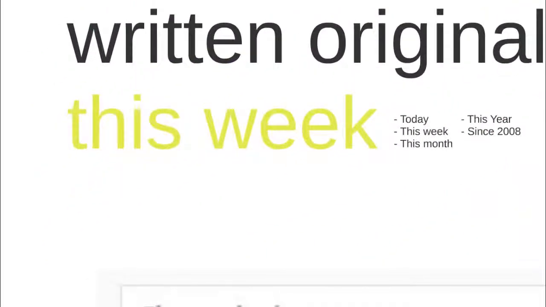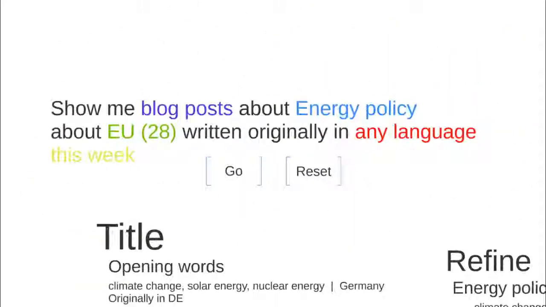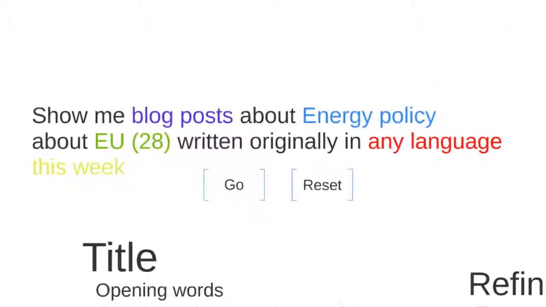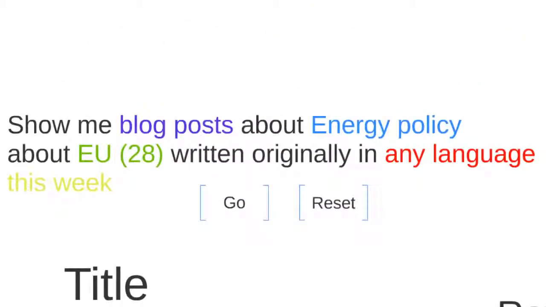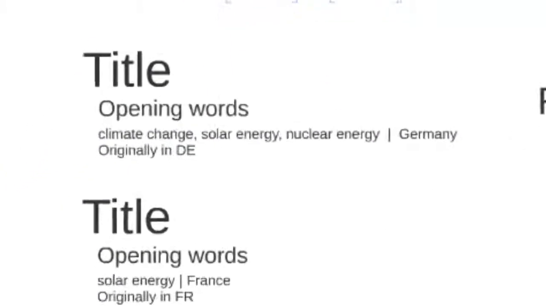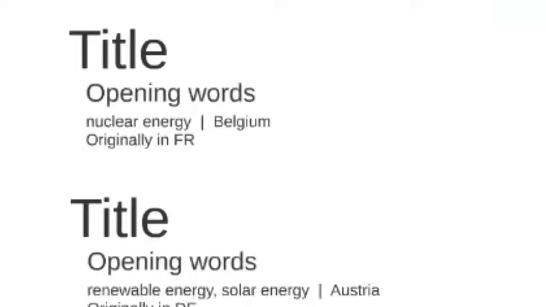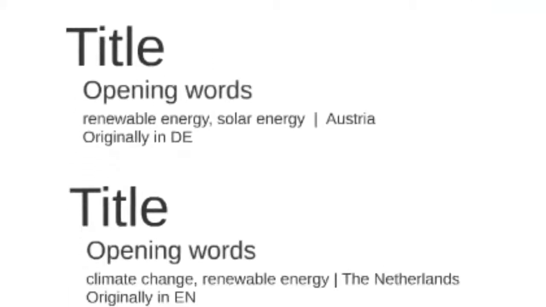And you might say, I don't want to look at just this week. I'm only interested in today, or this month, or this year, or all the time. Whatever. Imagine you choose a few options and you end up asking for blog posts about energy policy, about the EU, the 28 countries of the European Union, written in any language but this week. And that will automatically give you a menu of pieces of content that meet those criteria.